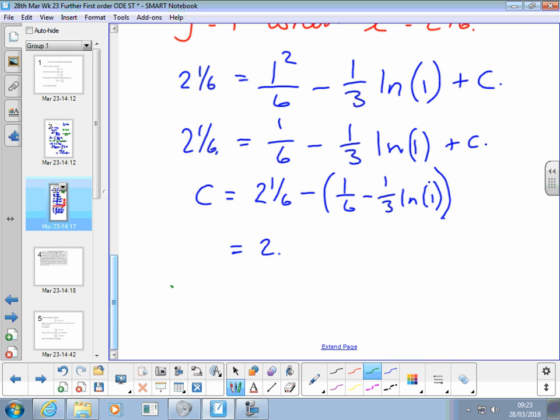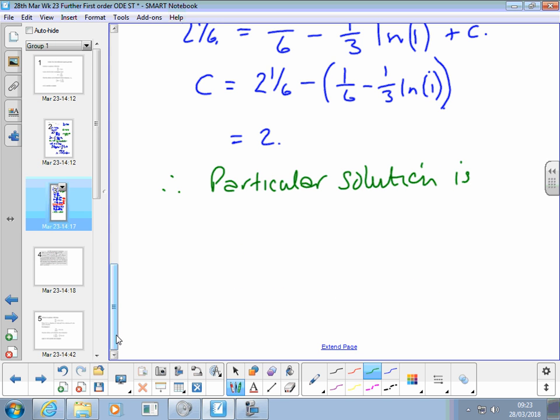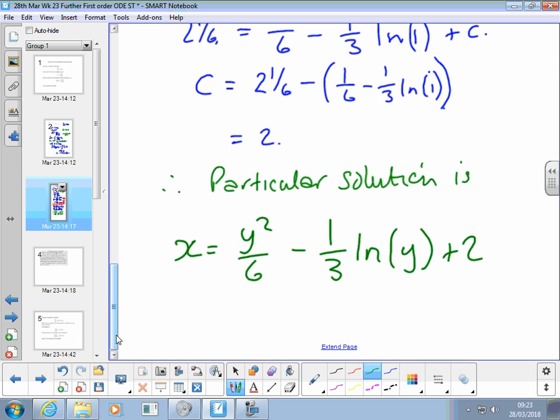So therefore, the particular solution is equal to y squared over 6 minus a third ln y plus 2.